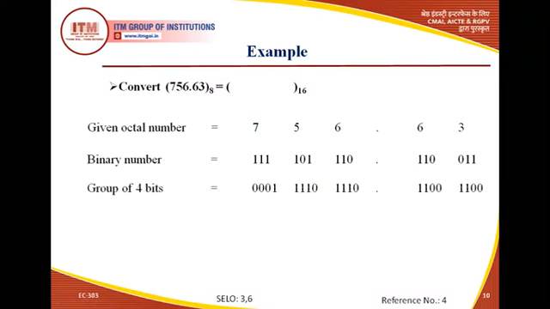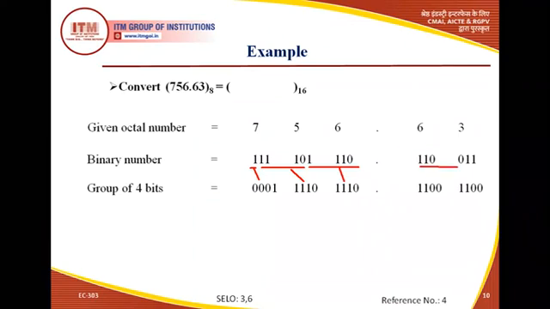Okay. So how can we make a group of 4 bits? The first group is 1110. That is our first group. The second group is 1101. That is our second group. Now the last one will be written as 0001, because we can add zeros on the left-hand side in the case of the integer part.